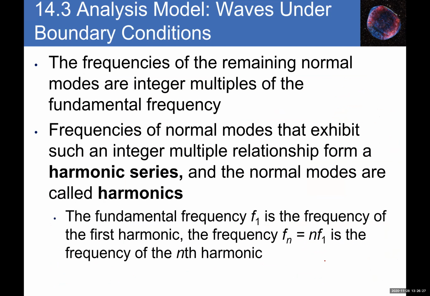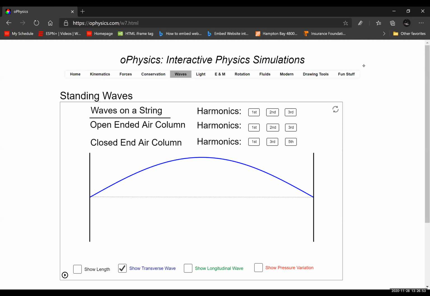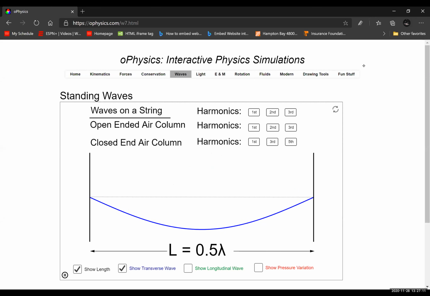All right, so I want to, for example, show you a simulation to see how this can be worked out. Here I have a standing wave, and this is a string. Let's say we start with the string, showing the length L. You can see L is a half a wavelength, so 0.5 wavelength. This is basically the first harmonic. So pretty much this is what you get.